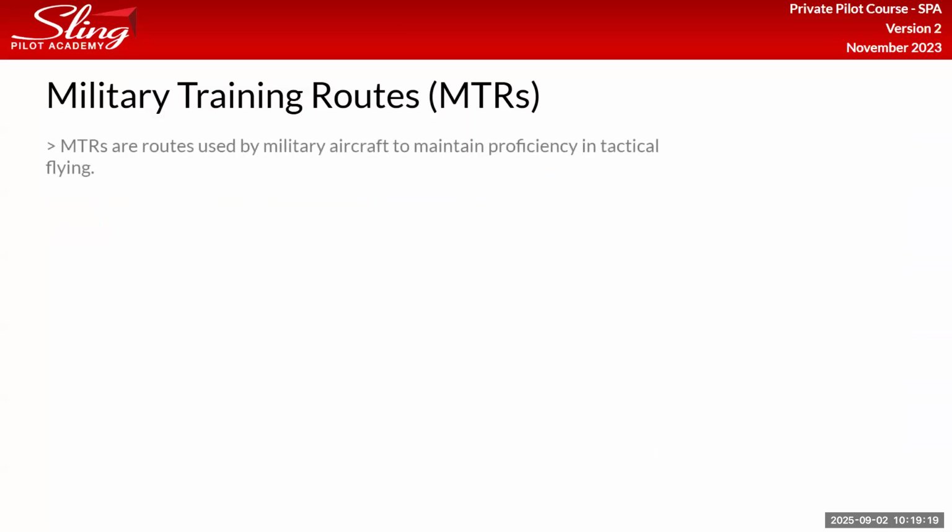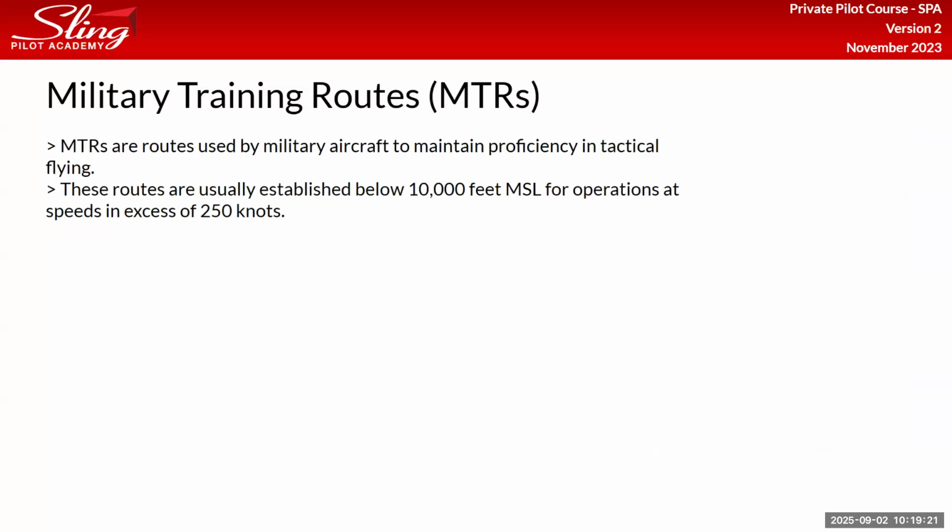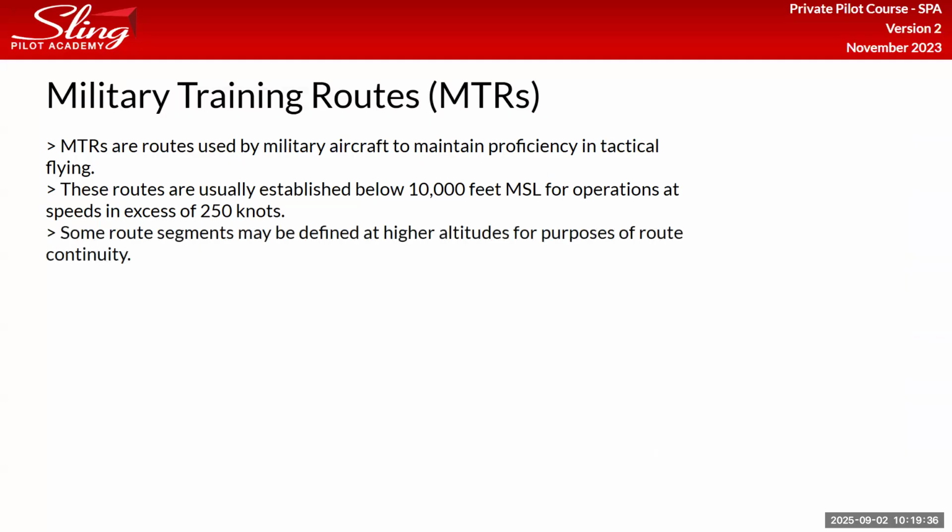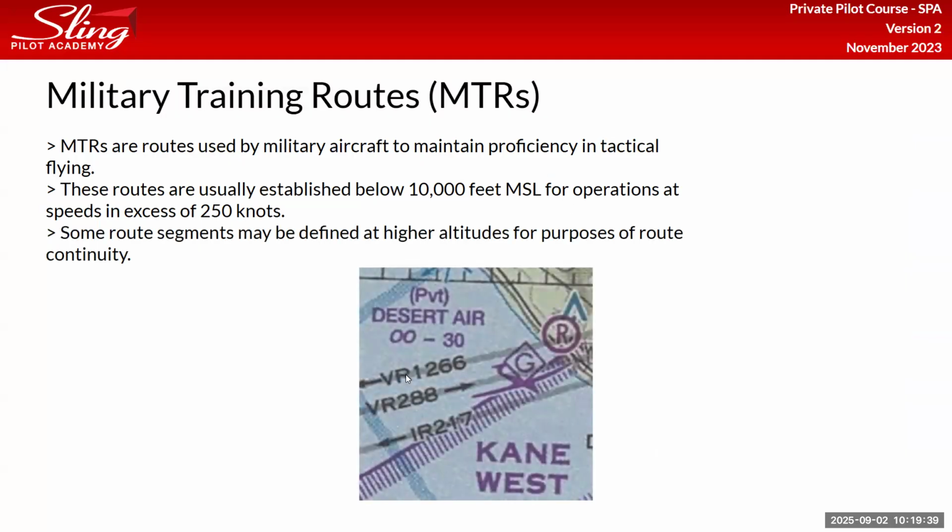Military training routes. They're used by the military to basically keep a distance for tactical flying from other people. They're established below 10,000 feet MSL and they can't go above 250 knots. They're separated into VFR and IFR training routes. They're going to have VR, IR training routes on it, and it's going to have either a 4-digit number or a 3-digit number behind it. And this is based off the altitude that it's going to be at.